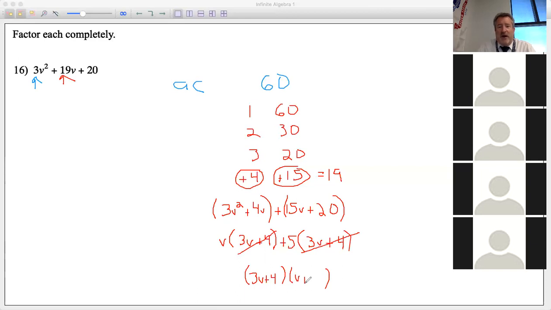If you're ever in doubt, well, obviously I'm giving you the answers today, but if you're ever in doubt, did you get the right answer? You could always multiply these two binomials together to see if you in fact get 3v squared plus 19v plus 20. All right, so I just gave you 20. I just wanted to do a quick review of this stuff.